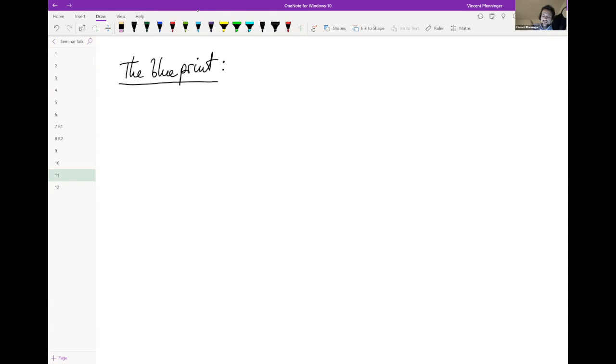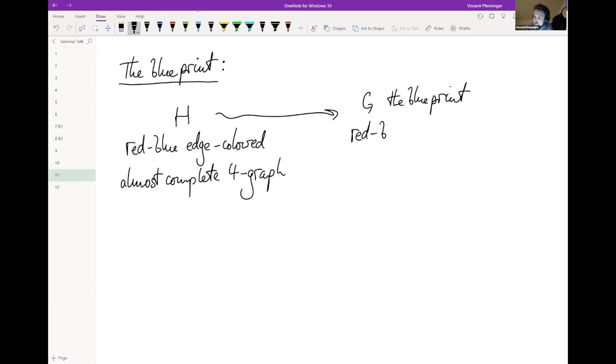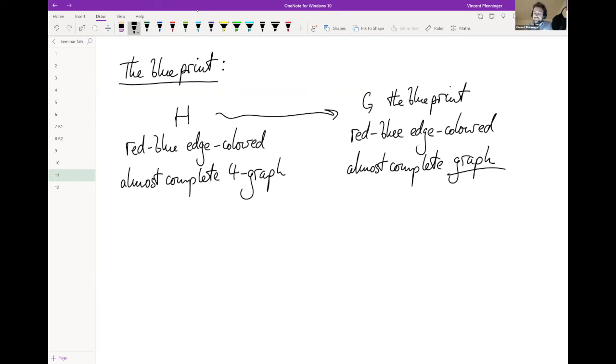Okay, so we start out with H, our red, blue, edge colored almost complete four-graph. And from that, we construct a graph G, the blueprint. Okay, so this will also be red, blue, edge colored, and almost complete. But it will be a graph, just a normal graph or a two-graph. Okay, so it will be easier to handle.